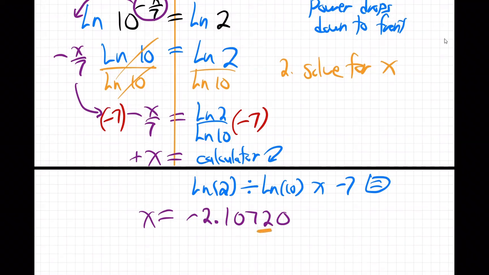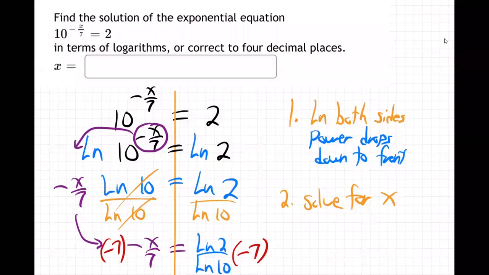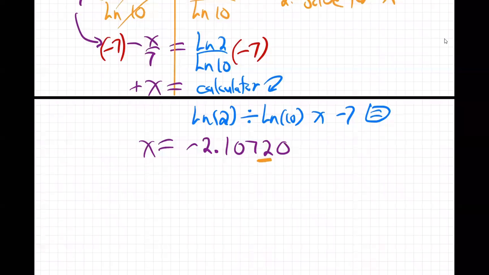It doesn't say exactly how many places, does it? Or does it say? Oh yeah, it does say 4. Okay. So the 4th place is right there. This is a 0, so that means just leave it, right? Minus 2.1072. There it is, rounded to 4 decimal places.